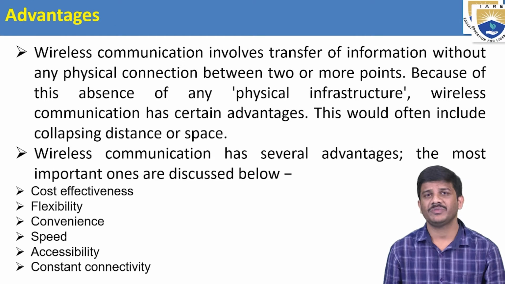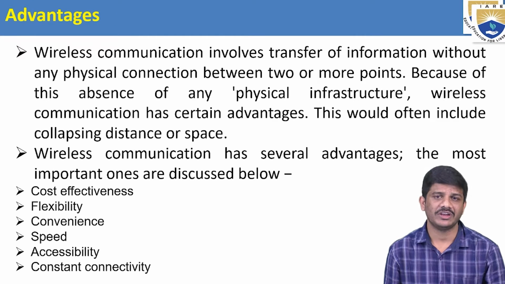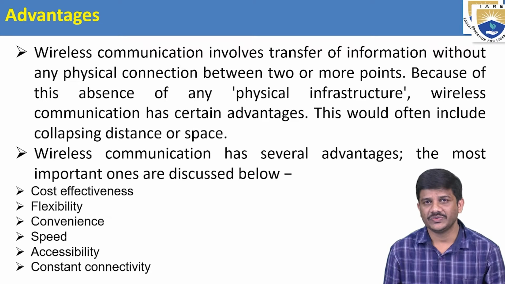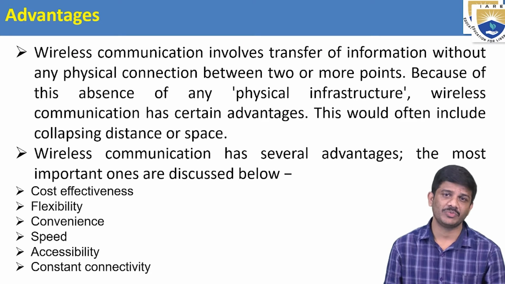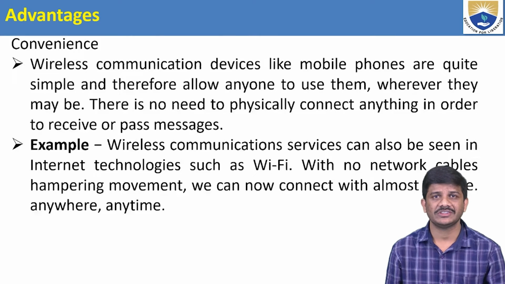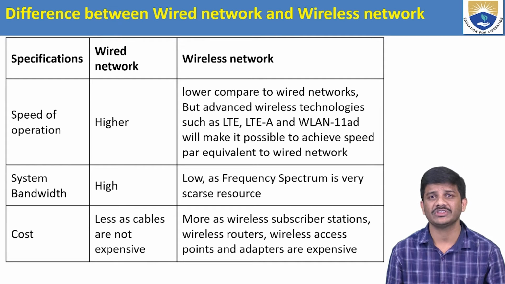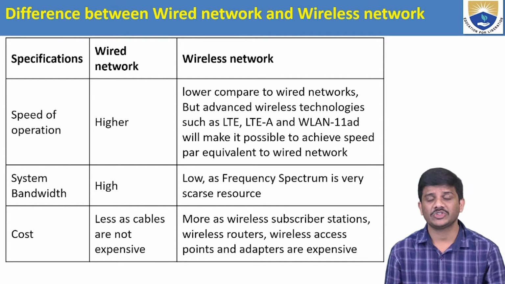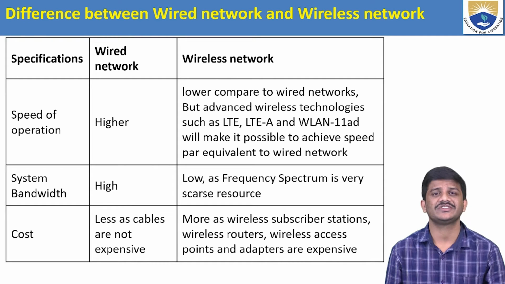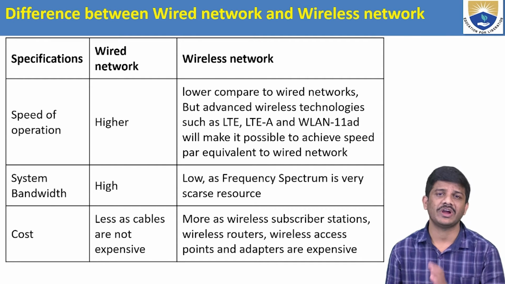These are very important topics, the advantages of wireless communication: cost effectiveness, flexibility, convenience, speed, accessibility, and constant connectivity. These are the advantages of wireless communication, which we also saw in the previous class. Here we can also see the specifications that differ between wired and wireless communication: the first is the speed of operation, the second is the system bandwidth, and the third is the cost. You can see the difference between wired and wireless communication.